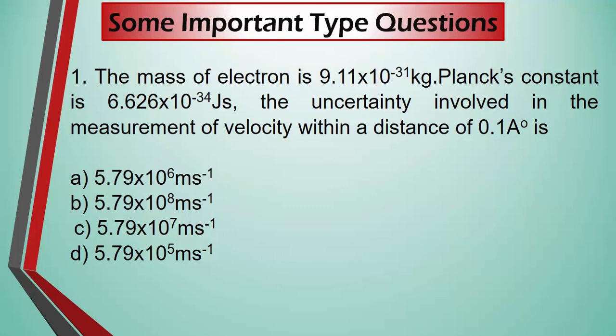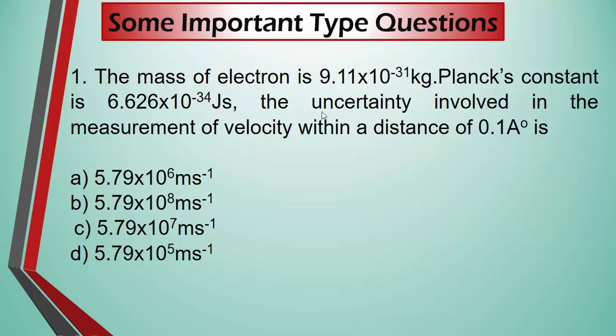Let's begin. Here is a beautiful question for us. The mass of electron is 9.11 into 10 to the power minus 31 kg. This we already know. And Planck's constant is 6.626 into 10 to the power minus 34 joule second. This value also we know. So let's see what we need to find out. The uncertainty involved in the measurement of velocity within a distance of 0.1 angstrom is.